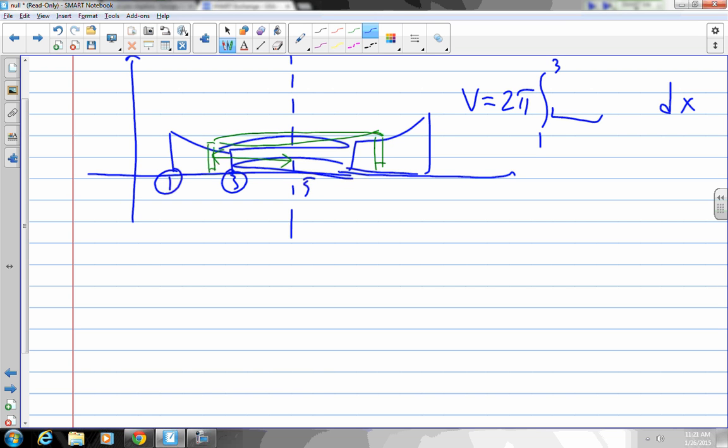And remember, it is the radius of each shell times the height. So it's r times h, right? h is just given by whatever the function is. So h is given by the function 1 over x on the interval from 1 to 3. So it's just 1 over x. That's the height, right?